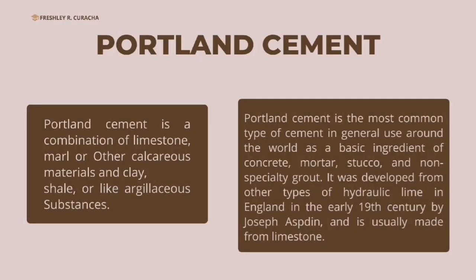So, Portland cement is a combination of limestone, marl, or other calcareous materials and clay, shale, or like argillaceous substances. Portland cement is the most common type of cement in general use around the world as a basic ingredient of concrete, mortar, stucco, and non-specialty grout. It was developed from other types of hydraulic lime in England in the early 19th century by Joseph Aspdin and is usually made from limestone.